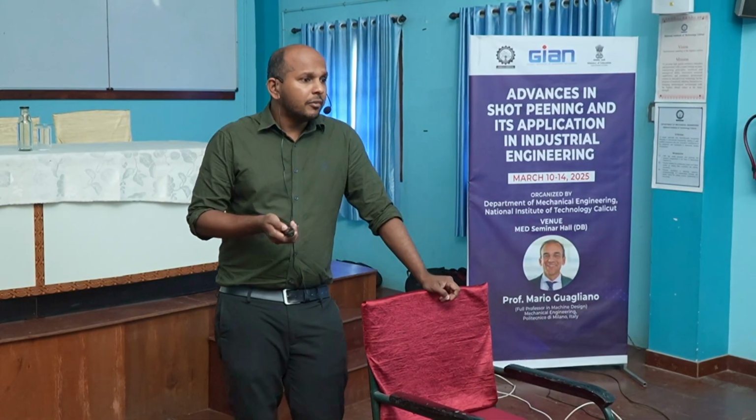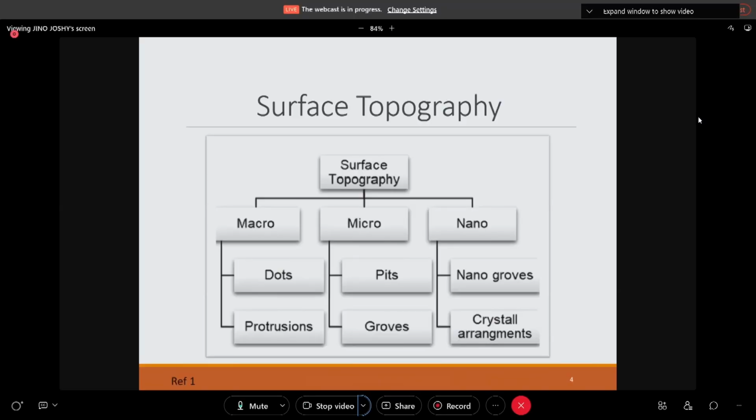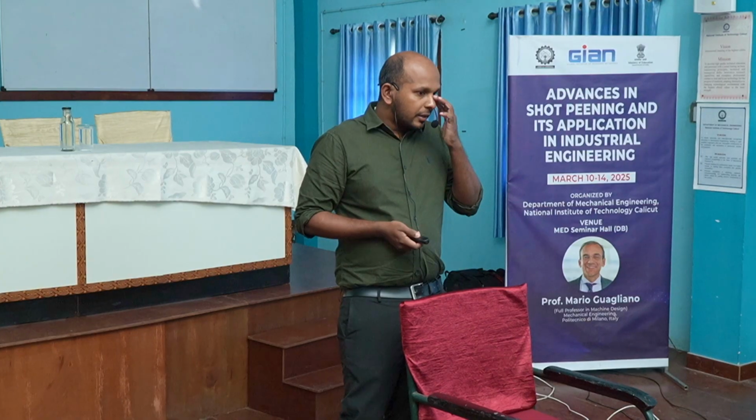And then we will look into what topography is. What is meant by topography? Topography is the deviation from the mean profile of a surface. In a surface, we can see dimples, peaks, and valleys, okay? So topography is defined as the deviation from the mean profile. We can express this topography at different scales: macro scale, micro scale, and nano scale, okay?